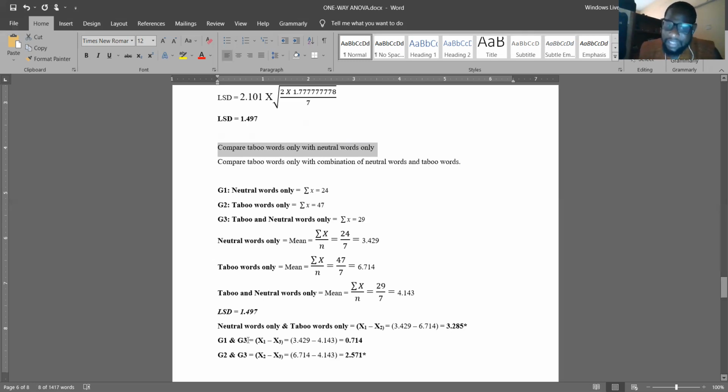And for us to do that, it means that will be group 2 and group 3, because group 2 is for taboo words. So you are supposed to find out the comparison between taboo words only and those in combination of taboo and neutral words.